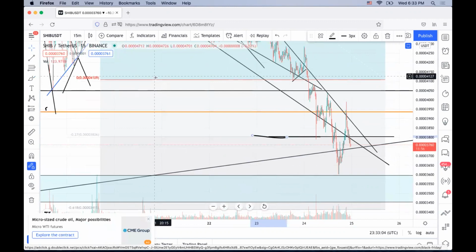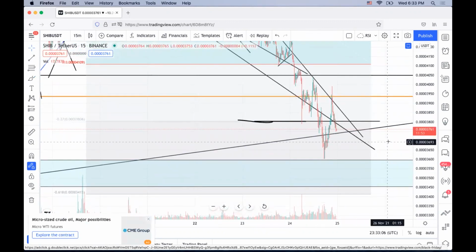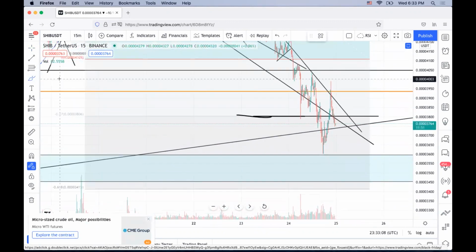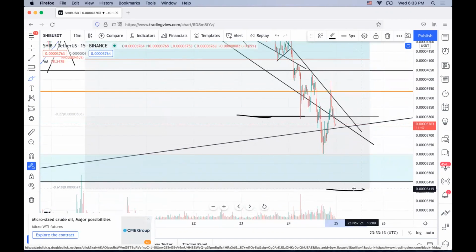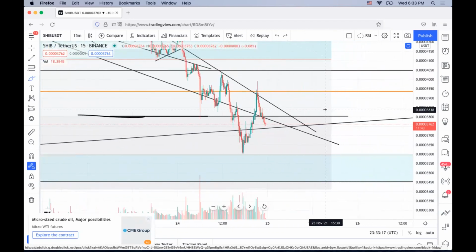And if we continue down on our Fibonacci, our next target we could be looking at would be our 0.618. That is all the way down here at our 34.14 area. But I do want to head over to our 15-minute chart and point something out really quick.